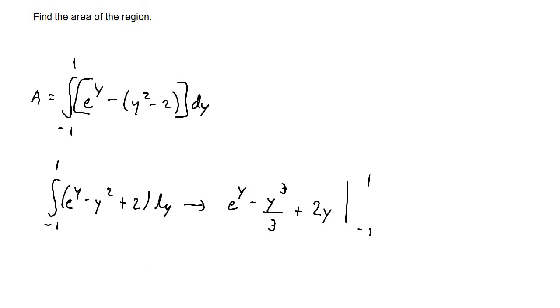So when I plug in 1 for y, we get e to the first, which is just e, minus 1 cubed over 3, that's my negative 1/3. And then we have plus 2, minus, when I plug in negative 1 for y, we get e to the negative first, minus negative 1 over 3, which is going to be plus 1 over 3. And then we have minus 2.